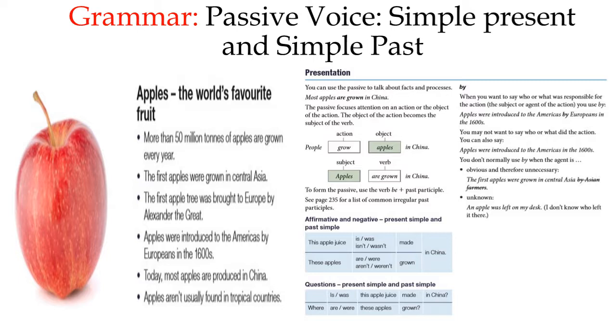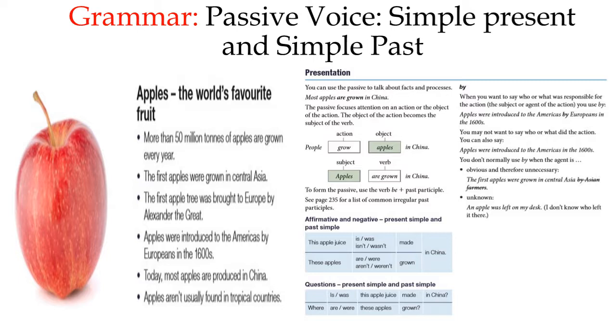It's okay. Before the last, we've got today most apples are produced in China. And the last, apples aren't usually found in tropical countries. So you can put the verb to be in negative form if you want, and of course if you want to make it also in the interrogative form, why not?